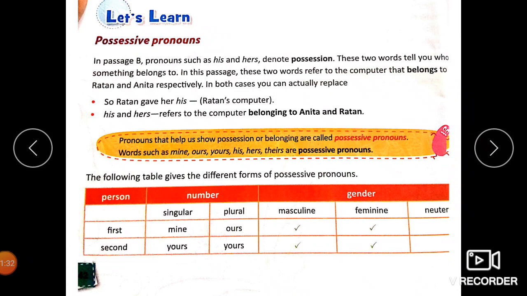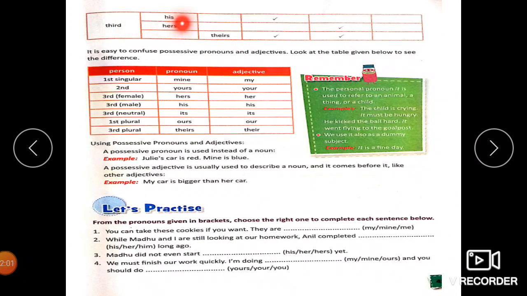You see this chart given over here, children, this table will give us the possessive pronouns in the first person, second person and the third person. Let's go through this. The first person singular possessive pronoun is mine. In the first person plural it is ours. Second person singular is yours. Second person plural is also yours. Third person singular his and hers, and third person plural is theirs.